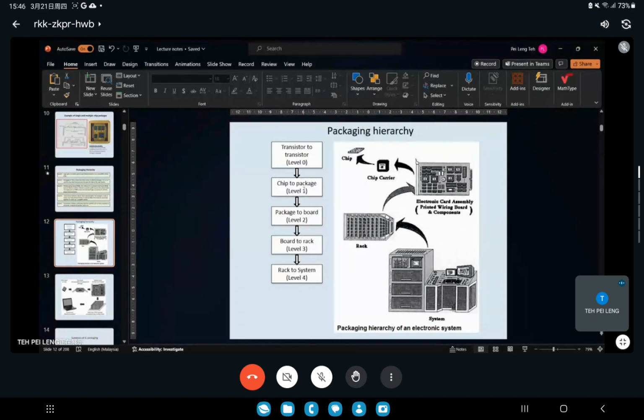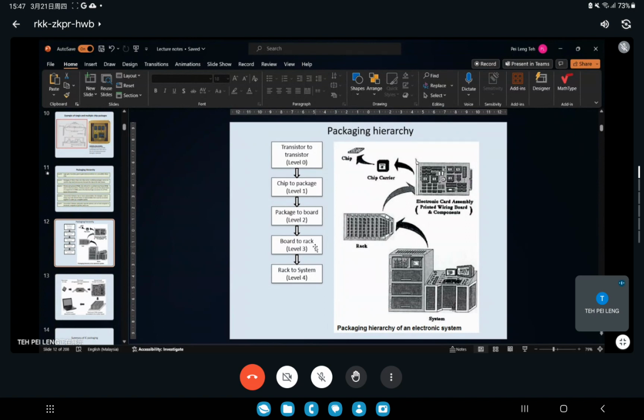This is level 1. Okay, so this package needs to communicate with other components, right? How do they communicate? They need to sit on one bigger board. Package to board. This is level 2. PWB or PCB or motherboard. After that, if you have different functions of motherboard that they want to put together, then they will put them inside a rack to form a complete system.